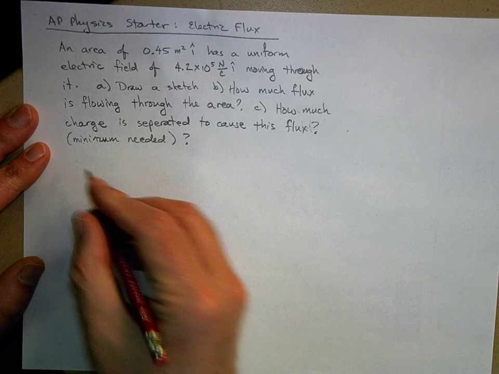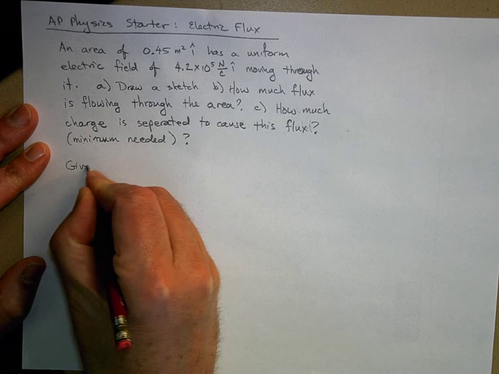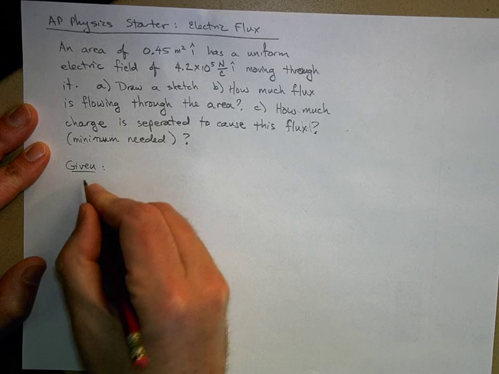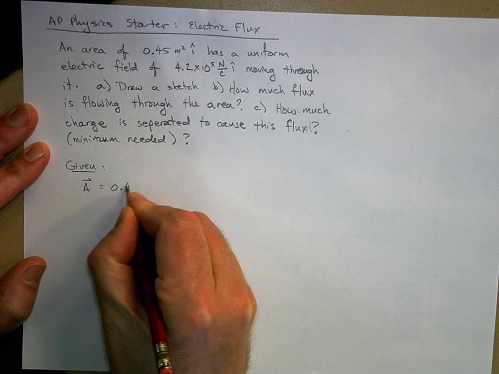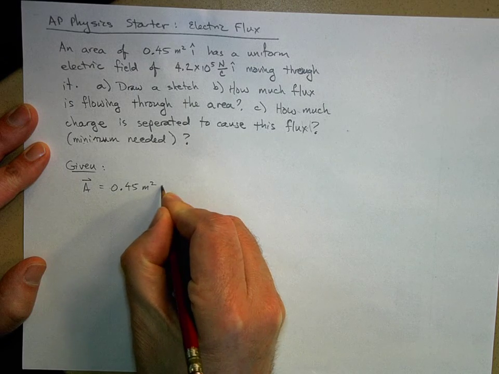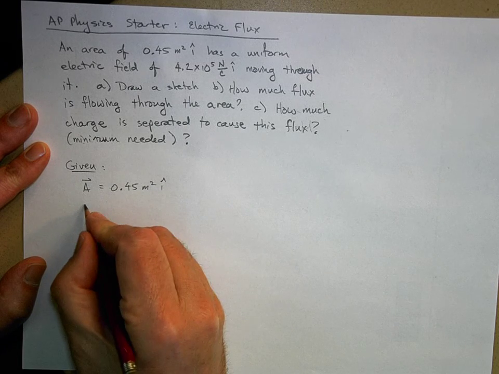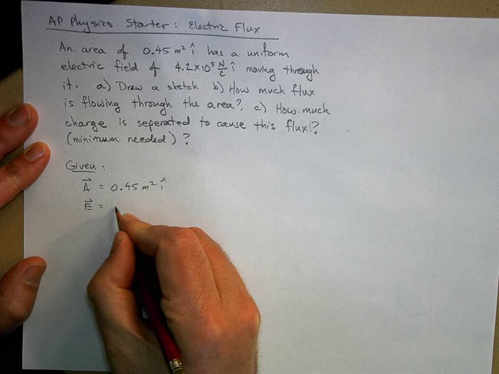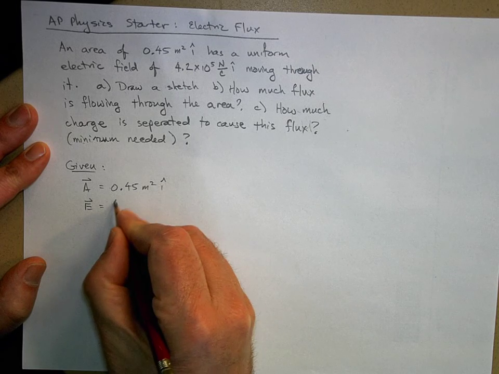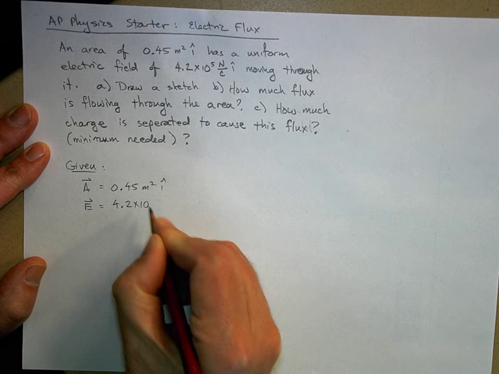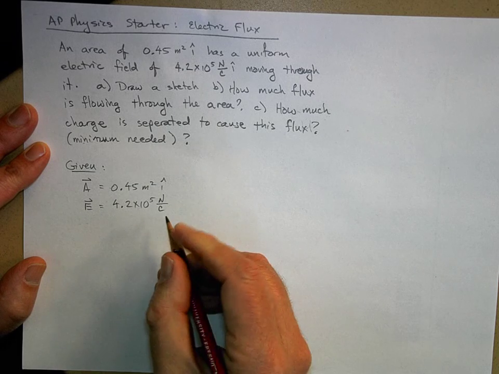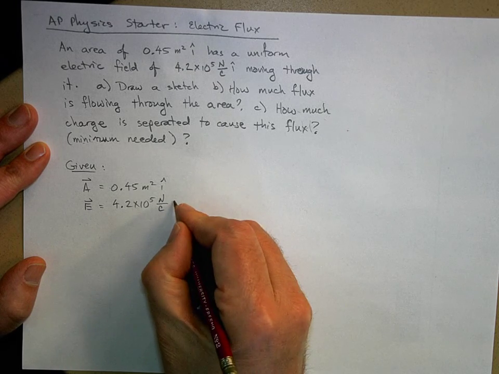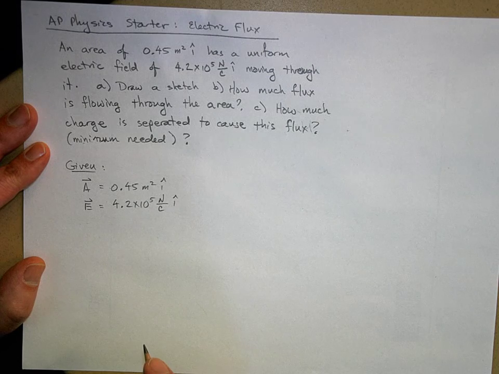So let's set up with the given. We know that the A vector is equal to 0.45 meters squared I-hat, and that the electric field vector is 4.2 times 10 to the 5 newtons of force for every coulomb of charge on our test charge.